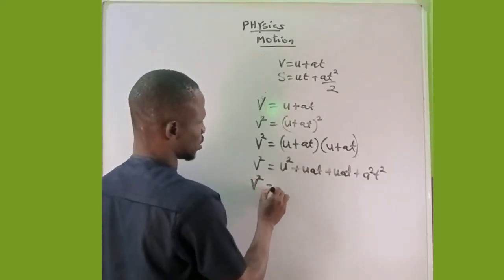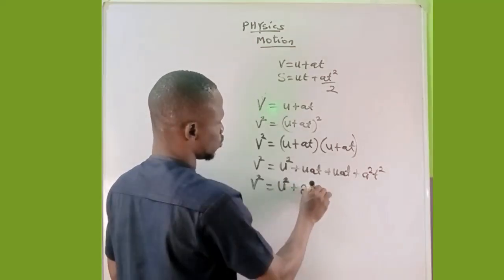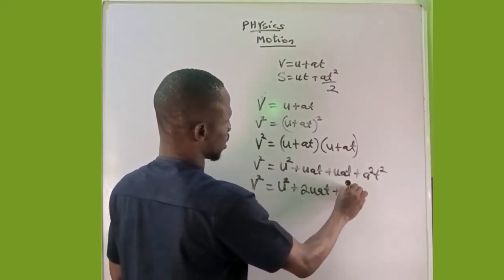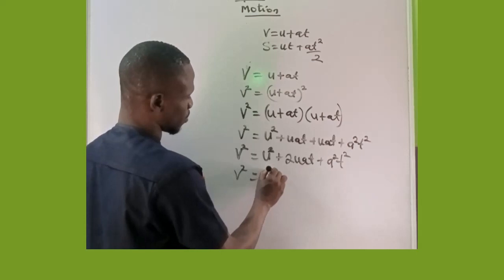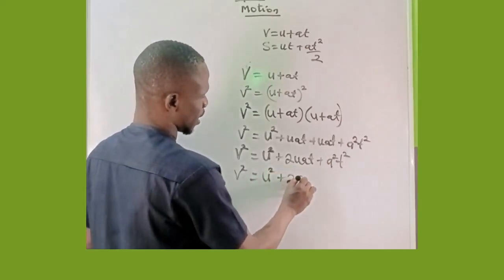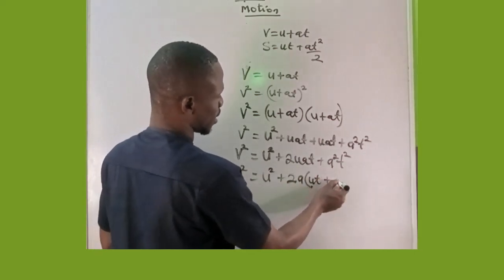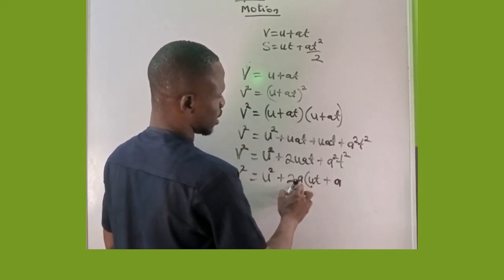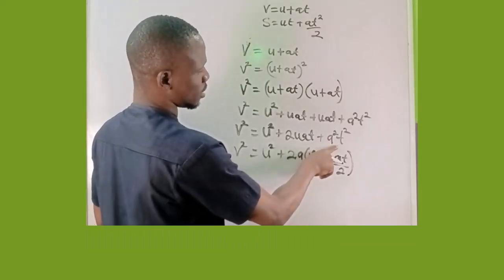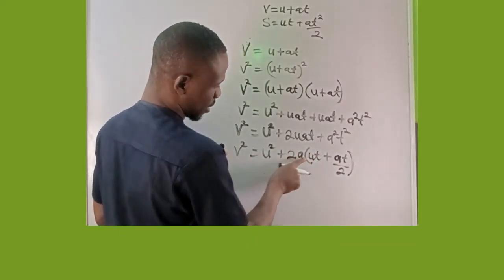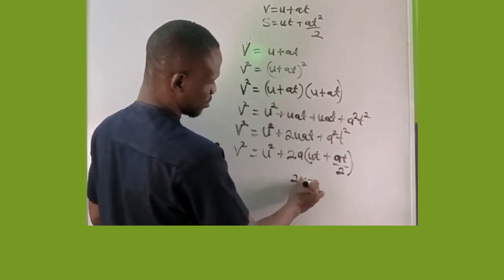So we have that V square is equal to U square plus UAT plus UAT, which is 2UAT, plus A square T square, is it not? So we're going to have that V square is equal to U square plus what is common here. If I bring out 2A here, what remains? UT remains, plus what will remain here? A remains because there is already A, and T remains, divided by 2 because there is no 2 in this place. If I open this bracket now, if I multiply this by this, you're going to have 2AUT or 2UAT as the case may be.